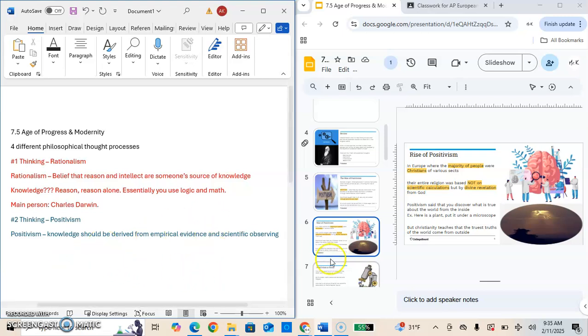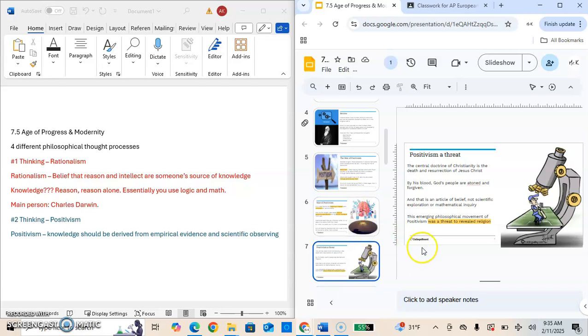So, positivism. And remember, the central doctrine of Christianity, their big pillar, is that Jesus Christ died and then resurrected to atone for people's sins. That is a core belief. Now, if you are a scientist, you're wondering how someone can resurrect and atone for people's sins. This clashes with religion, and that is a main argument for why the church does not like evolution and natural selection, because it's going against the main pillar of faith. All right.